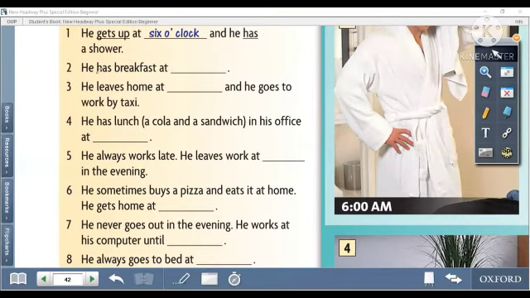We have here breakfast, he has. Here the verb is has. Here we have he leaves home, so the verb is leaves. Here we have he goes, this is a verb. To work by taxi. Here work came as a noun, not a verb. He has lunch in his office. He always works, here is the verb. He leaves. He eats. Gets. Goes. Works. Here we have goes. Okay.